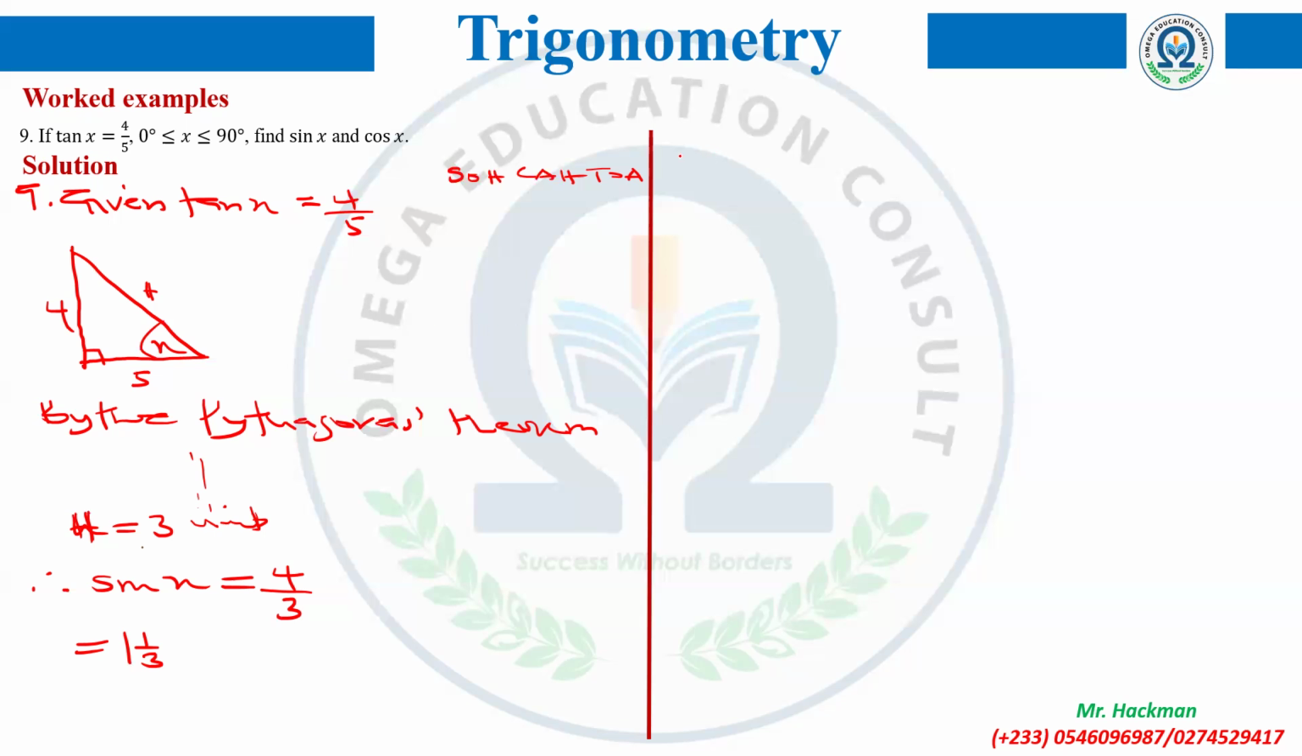Okay, Prof. Ama, let me finish with this, then after that you ask your question. So we are looking at cos x. Cos is adjacent over hypotenuse. So adjacent is 5, and the hypotenuse is 3. This one too, if you like, you can change it. That will give you 1 whole number 2 on 3.